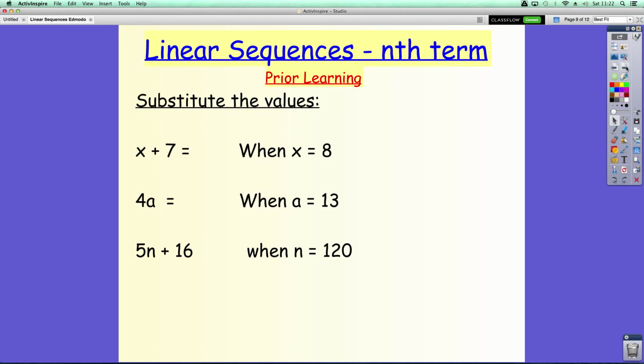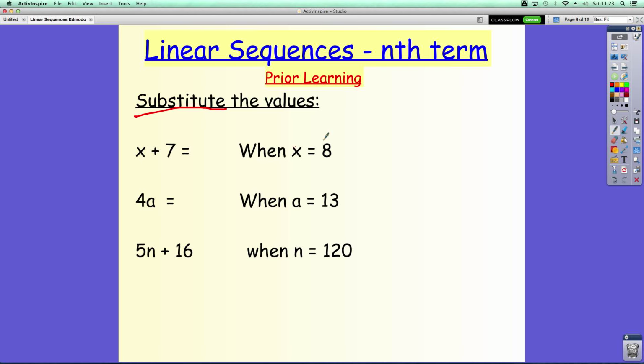Before we go into that, just some prior learning. In order to do this, we need to understand what it means to substitute. Substitute sounds just like when you're playing football. It just means that you're swapping one thing for the other. So in football, you'd swap one player for the next. In this case, we're swapping the letter for the number that letter represents.